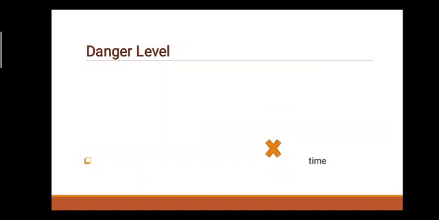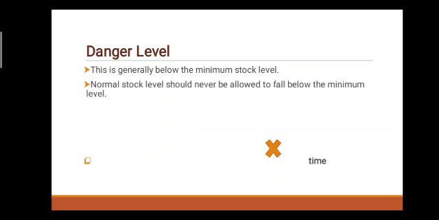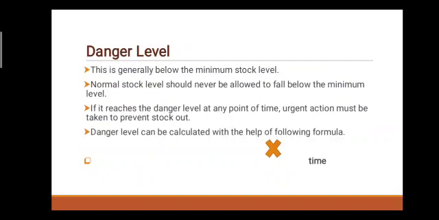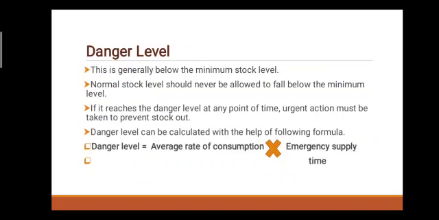Fourth level, danger level. This is generally below the minimum stock level. Normal stock level should never be allowed to fall below the minimum level. If it reaches the danger level at any point of time, urgent action must be taken to prevent stock out. Danger level can be calculated with the help of the following formula. Danger level is equal to average rate of consumption into emergency supply time.